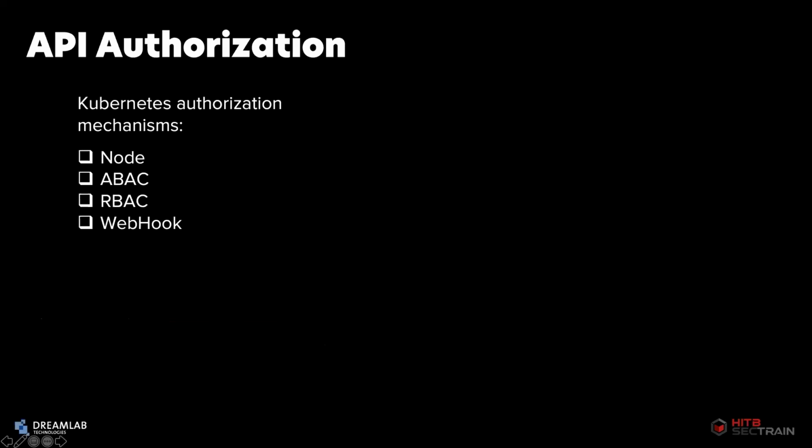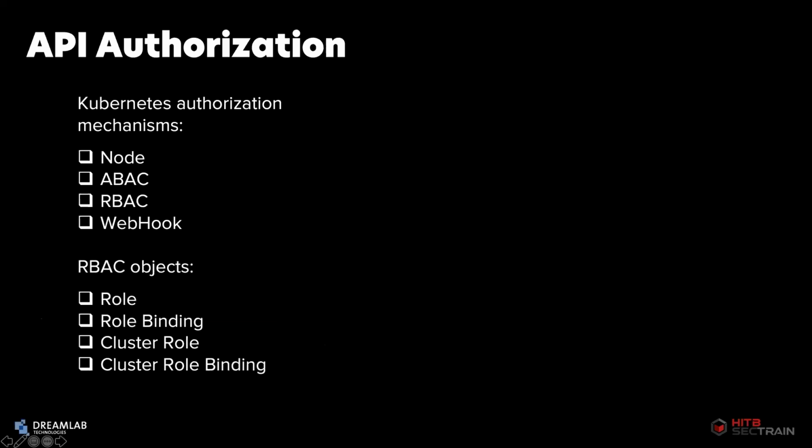Regarding authorization, again, Kubernetes supports different methods: node, ABAC, RBAC, webhook. But for users, groups, and service accounts, we should use RBAC. There are 4 Kubernetes objects for this mechanism: role, role binding, cluster role, and cluster role binding.